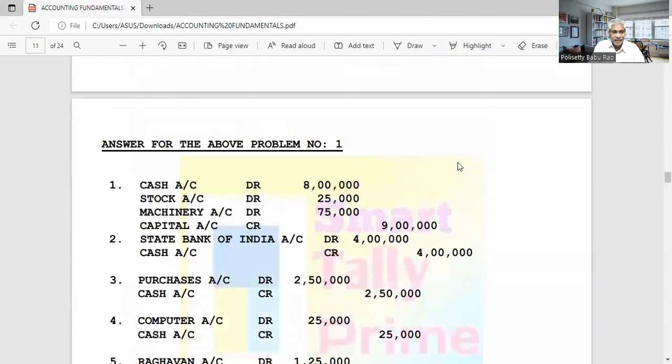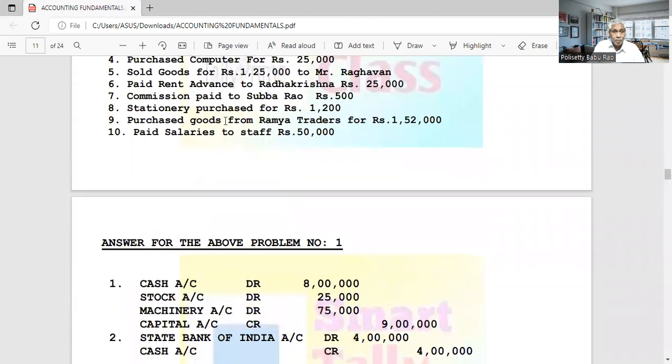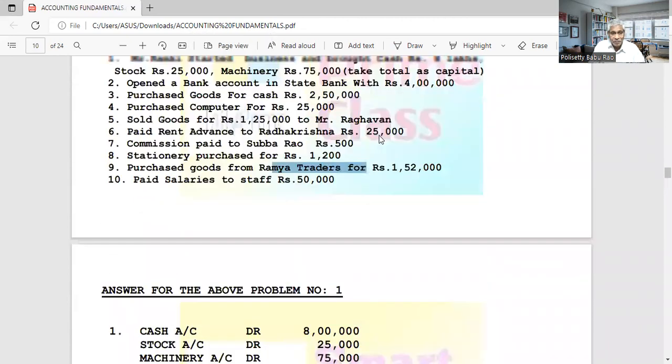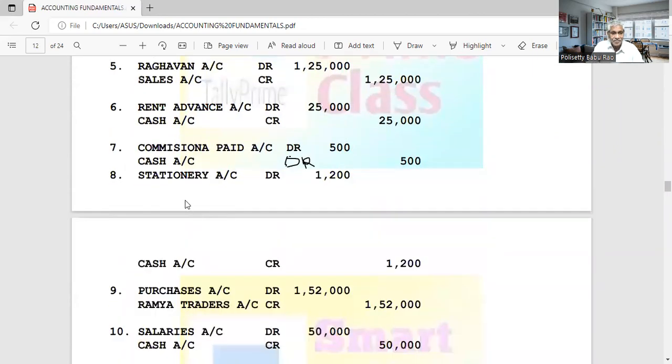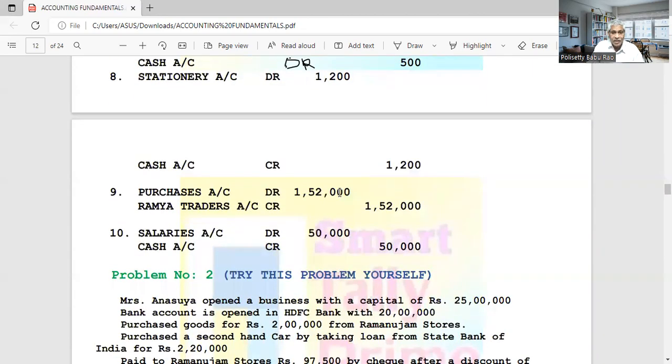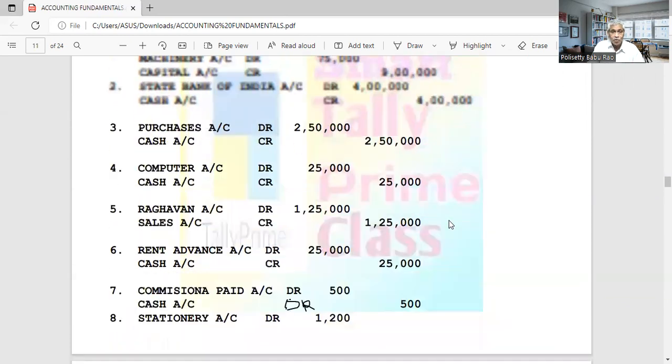Okay. Then next one. Purchased goods from Ramya traders for 1,52,000. So for 1,52,000 we purchased goods. Purchased goods is called purchases. Purchases and Ramya traders, they are the two accounts. Purchases means goods are coming in, so debit the purchases account 1,52,000. We are purchasing from Ramya traders, they are giving to us, so credit Ramya traders account 1,52,000 rupees.